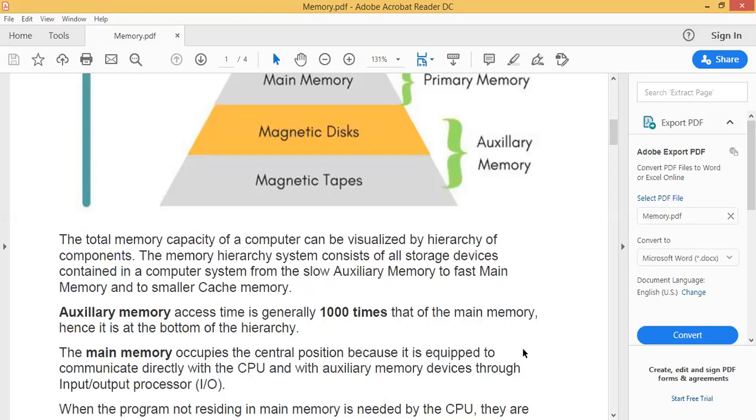So here we see in the picture that auxiliary memory is shown at the bottom level of the hierarchy. Next, the main memory occupies the central position because it is equipped to communicate directly with the CPU and with auxiliary memory devices through input output processors.